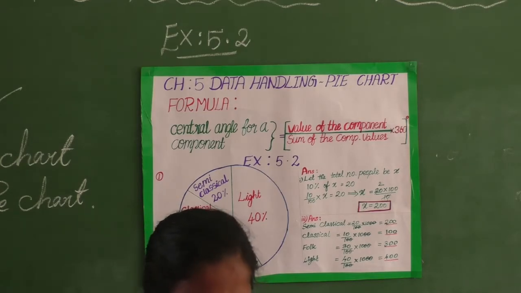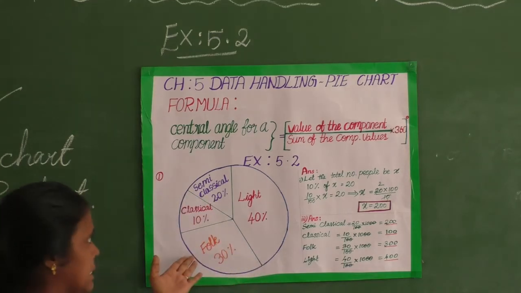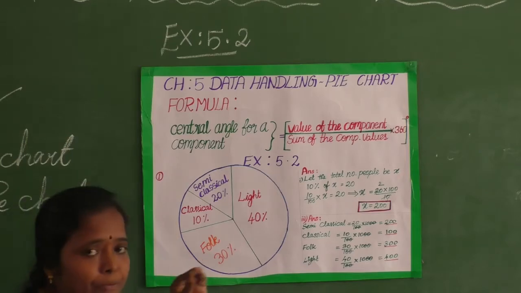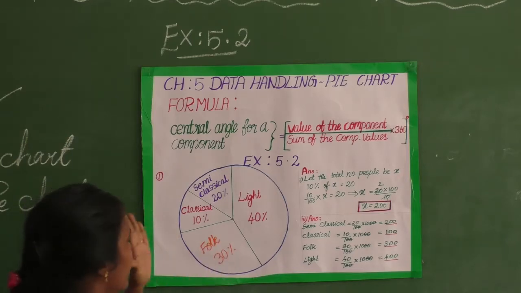The figure shows the findings of the survey. Clear? From this pie chart, answer the following. See, whatever figure is given in the book, this is one. Clear? What type of music? Okay, they are telling.